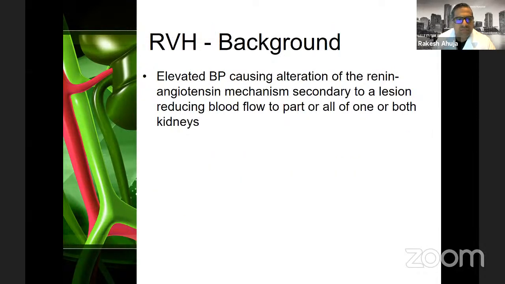The mechanism behind the blood pressure elevation is an alteration in the renin-angiotensin mechanism, which is secondary to the lesion, which reduces blood flow to part or all of one or both kidneys.